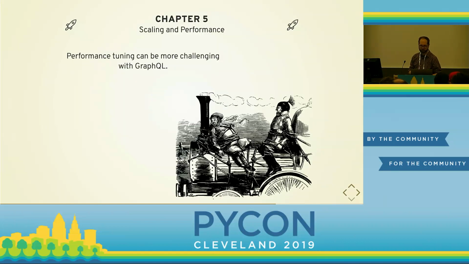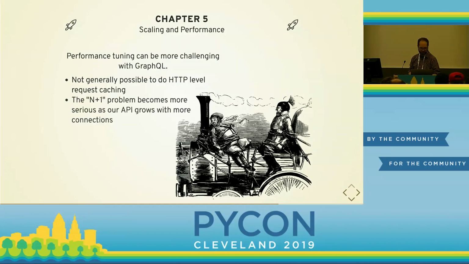Performance tuning with GraphQL can be a little more challenging. It's not generally possible to do HTTP level request caching because we only have one endpoint, GraphQL. And the things it returns can vary pretty wildly. The n+1 problem becomes more serious as our API grows with more connections too, as we're making more hops between related objects. So what is an n+1 problem?